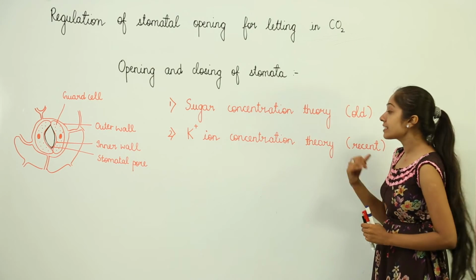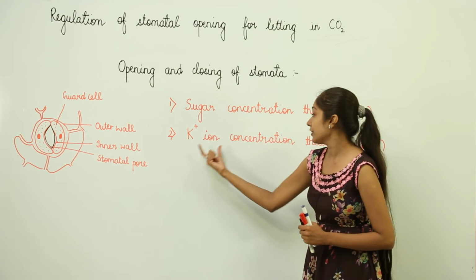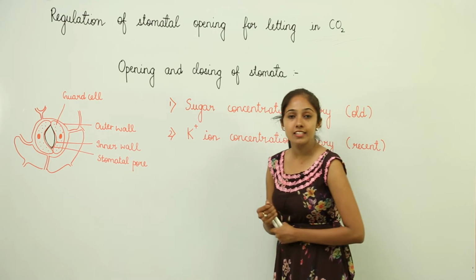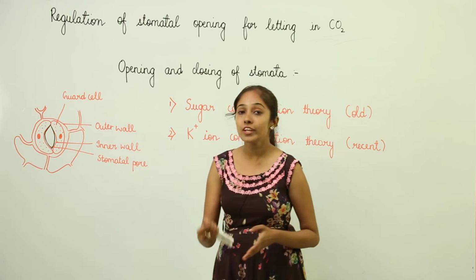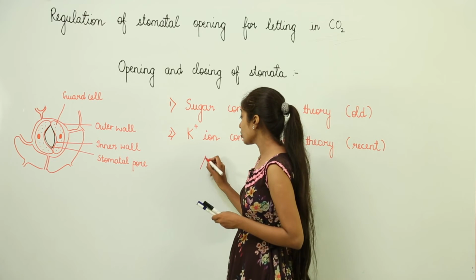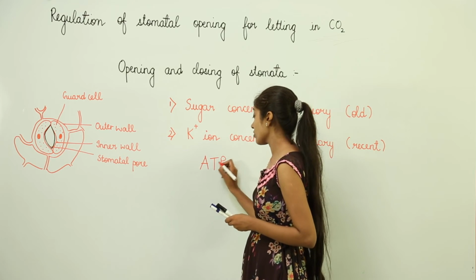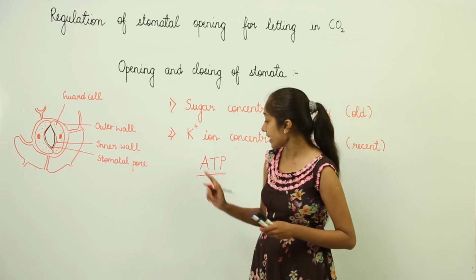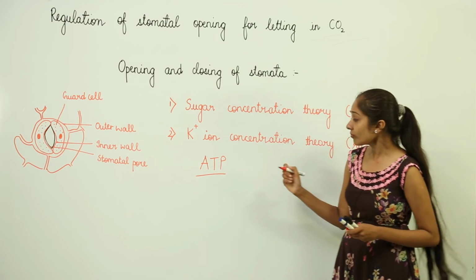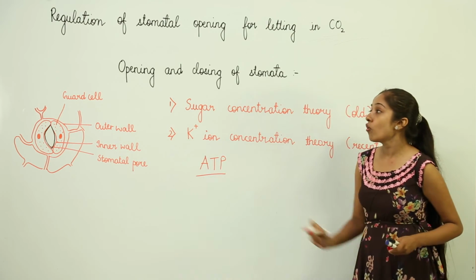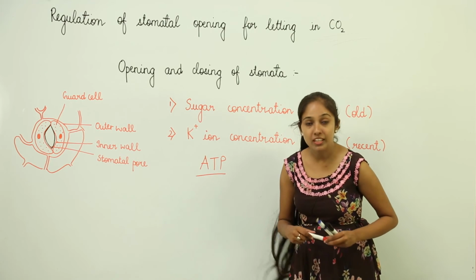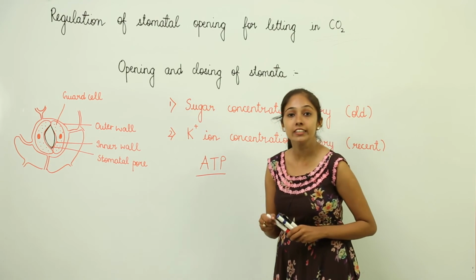But now the more recent theory is the potassium ion concentration theory. Now, what does this say? It says that when photosynthesis is going on during daytime, this is going to lead to the formation of ATP, that is adenosine triphosphate, which is the energy currency of the cell. This theory says that the opening and closing of stomata is regulated by the potassium ion gradient.